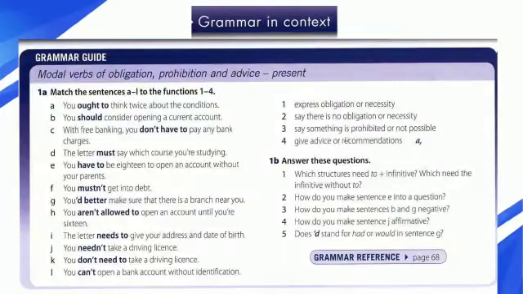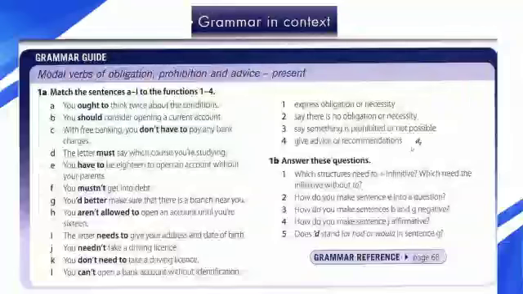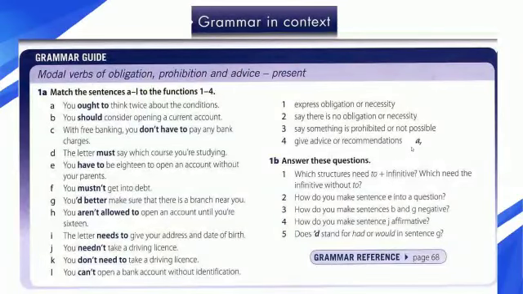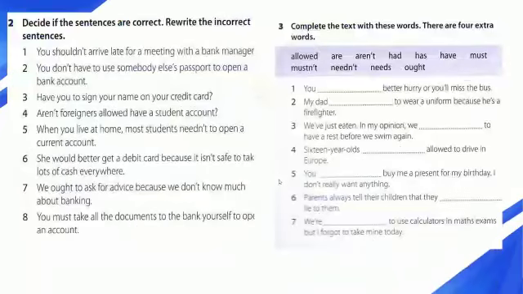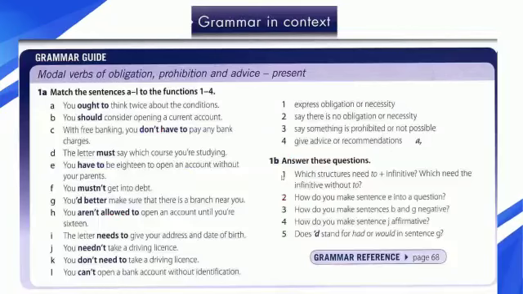This way, number 1, we have sentences D, E, and I. Number 2, we have C, J, and K. 3, we have F, H, and L. 4, we have A, B, and G. This way, we can make mind maps for each one of those modal verbs. Okay? Now, we can go to 1B.